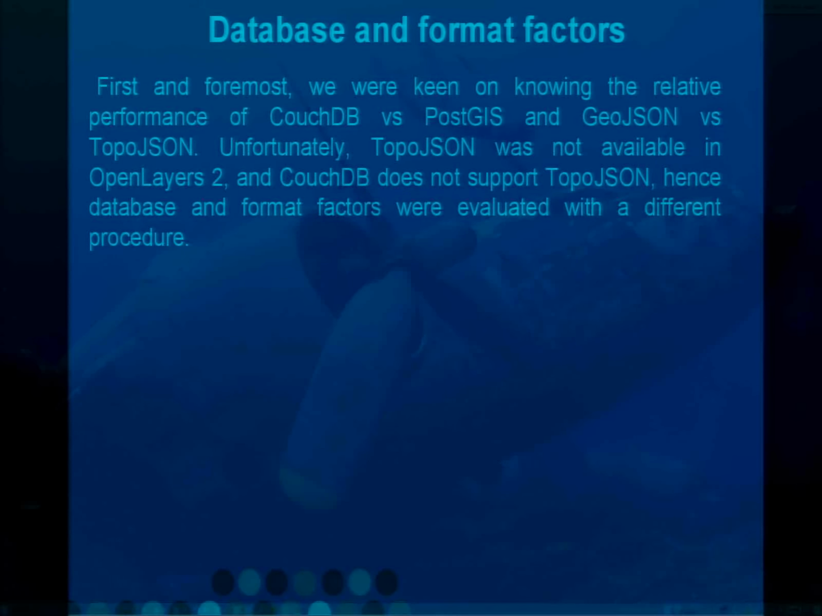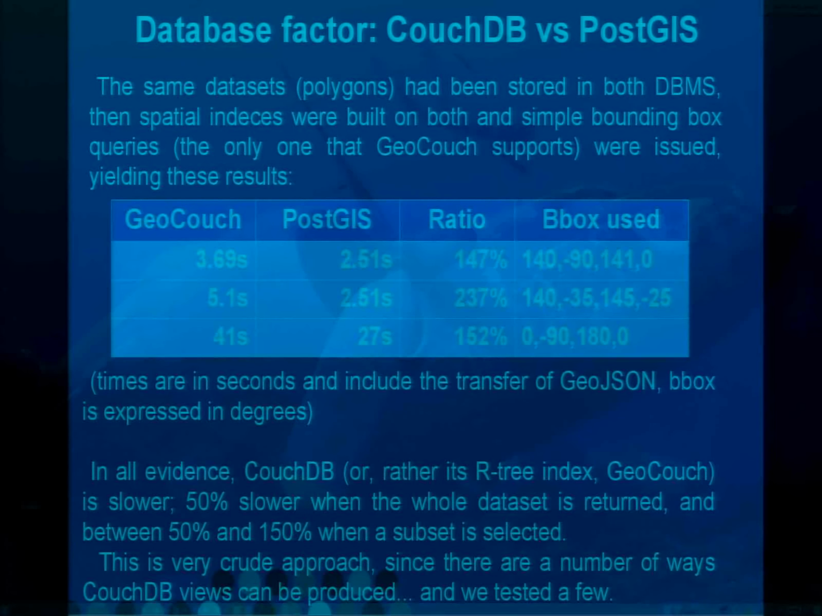So, database factor. First, we ruled out the use of CouchDB. Actually, we use CouchDB, and we're pretty happy with that, but not for this kind of stuff, because the current implementation of GeoCouch is slower than PostGIS. How much slower? Well, a fair bit, I would say. From 50% to 150%. This was done just using bounding box queries on the same data, loaded in PostGIS and in CouchDB.